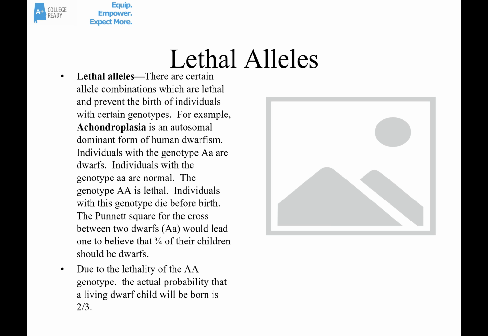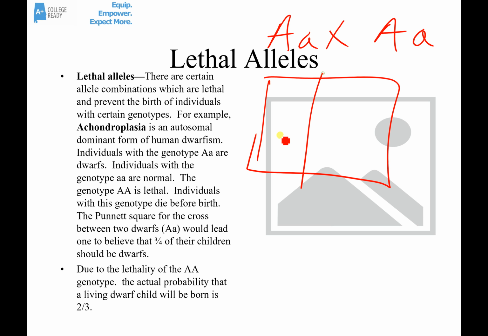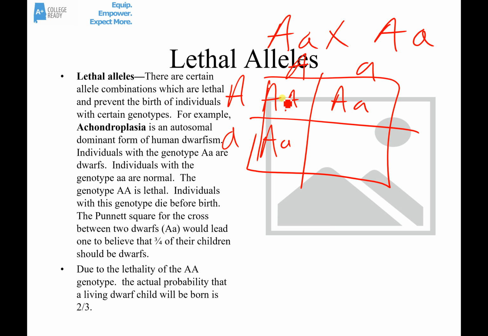So let's say we had two dwarfs and they were both big A, little a in terms of genotype. We draw a Punnett square for them. So big A, little a, big A, little a. The Punnett square would predict that all three of these individuals would be dwarfs and that this one would be a person of normal height. So the predicted phenotypic ratio is 3 dwarfs to 1 normal height.